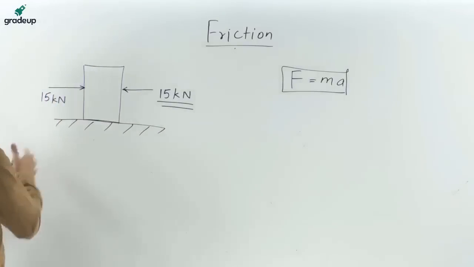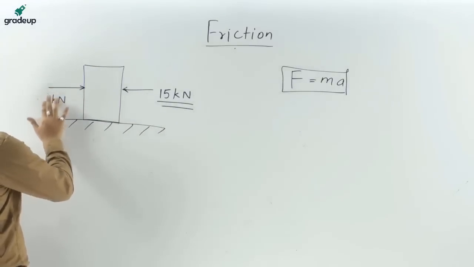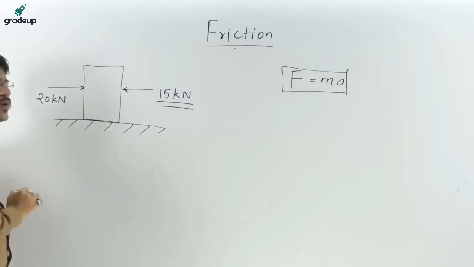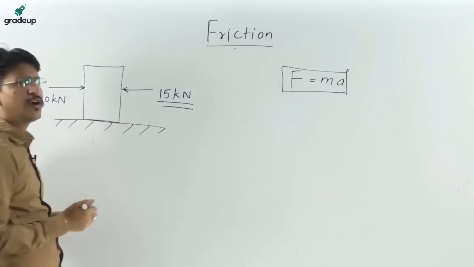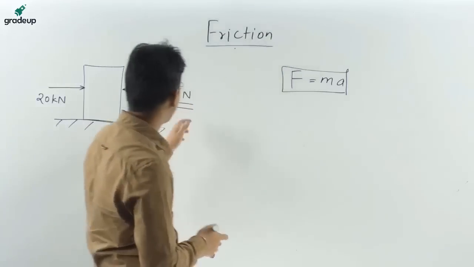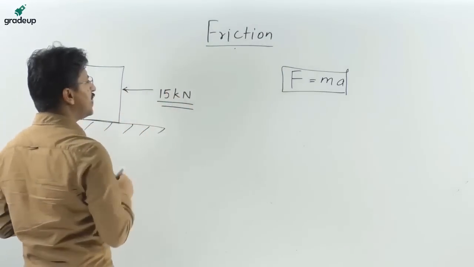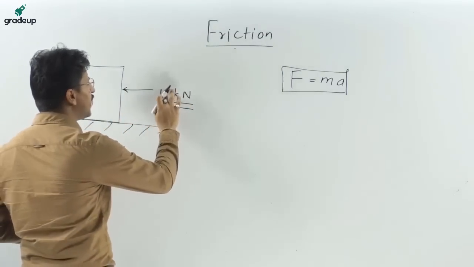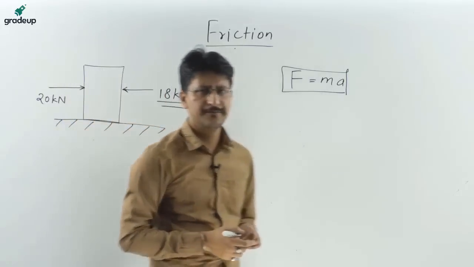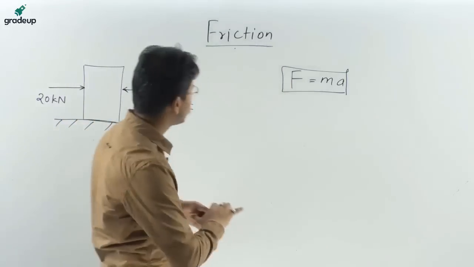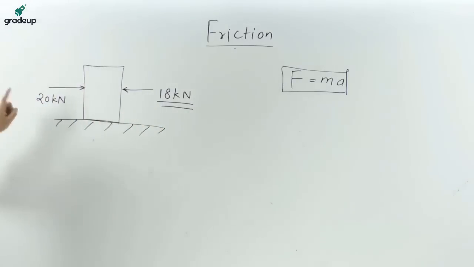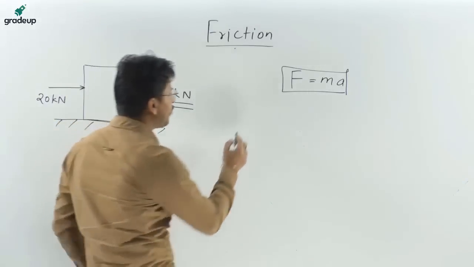But if we increase this force again, if we employ 2 more people to push it, and say that this force is 20 kilonewton, now the body starts moving. Now this resistance is not equal to 20 kilonewton. Suppose the body starts moving, and this force, if we calculate, comes out to be 18 kilonewton.